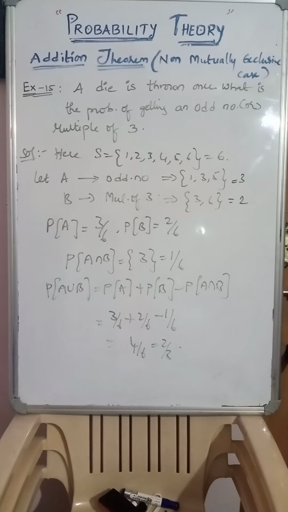Almost the same kind of problem. Only the slight change is that an odd number is given. That's it. Earlier it was a multiple of 2 or 3, here an odd number. Clear, guys? So this is the problem. Now let us see a few more problems.